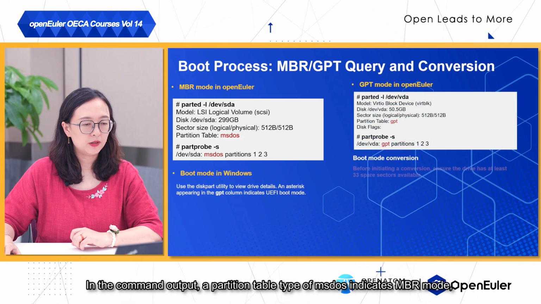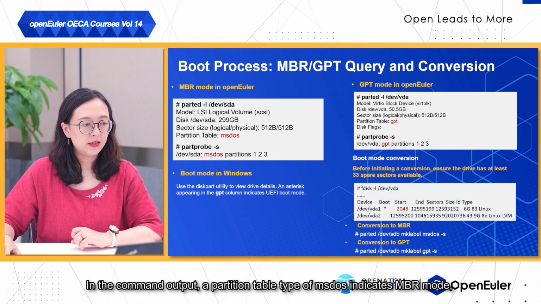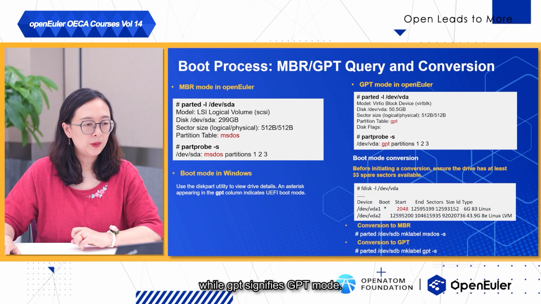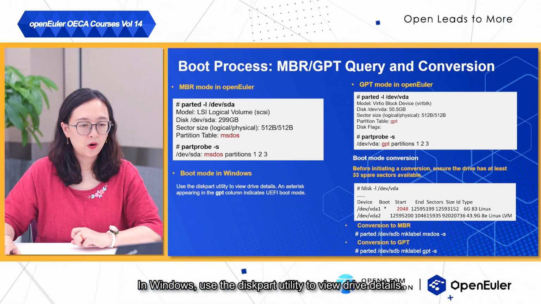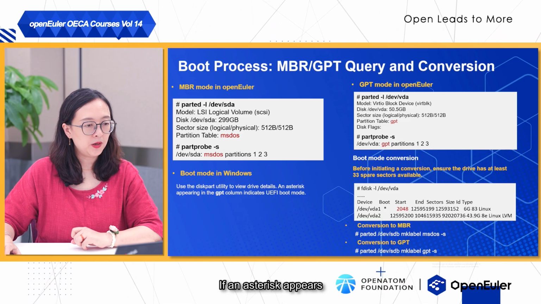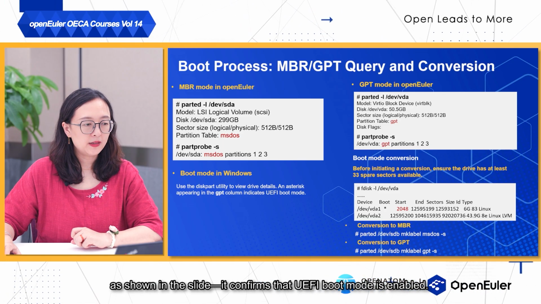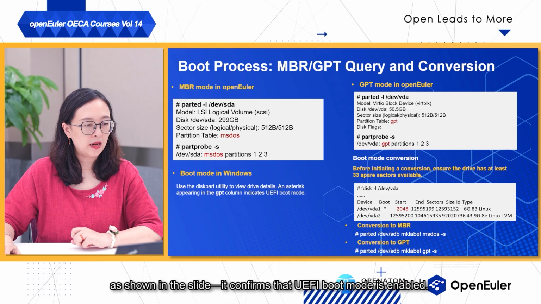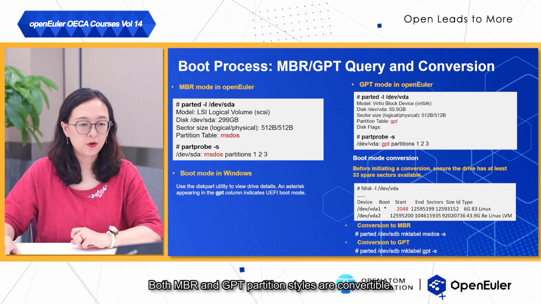In the command output, a partition table type of MS-DOS indicates MBR mode, while GPT signifies GPT mode. In Windows, use the diskpart utility to view drive details. If an asterisk appears in the GPT column, as shown in the slide, it confirms that UEFI boot mode is enabled. Both MBR and GPT partition styles are convertible.